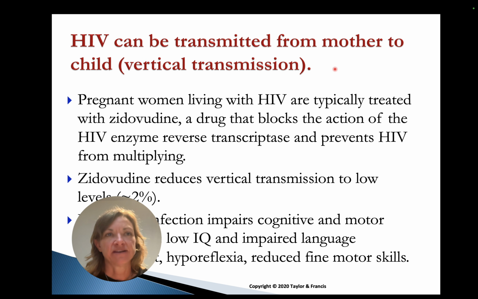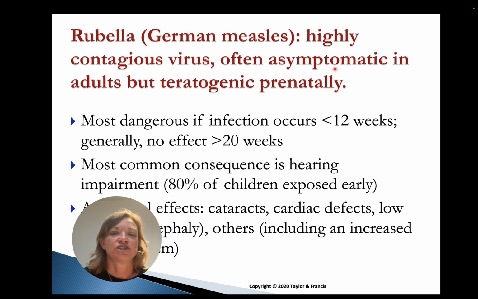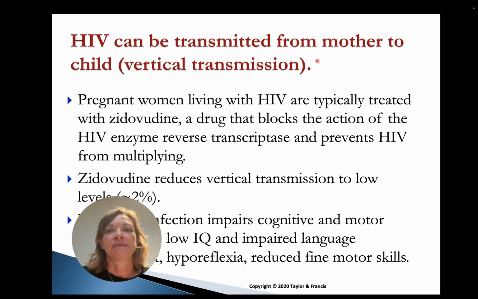Now, HIV, human immunodeficiency virus, which if untreated can progress to AIDS, acquired immunodeficiency syndrome, can be transmitted from mother to child. So it can be transmitted in breastfeeding, it can be transmitted in utero, and it can be transmitted in the vagina during birth and delivery. And this type of transmission is known as vertical transmission.